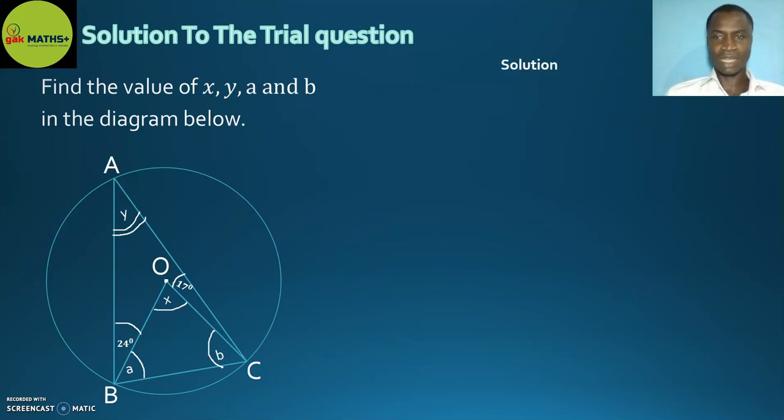So we can say that our y is equal to 24 degrees plus 17 degrees, and that gives us 41 degrees. Knowing that 2 times the angle formed at A, that is y, is x, we can also say that x is equal to 2 times y, which gives us 2 times 41 degrees, that is equal to 82 degrees.